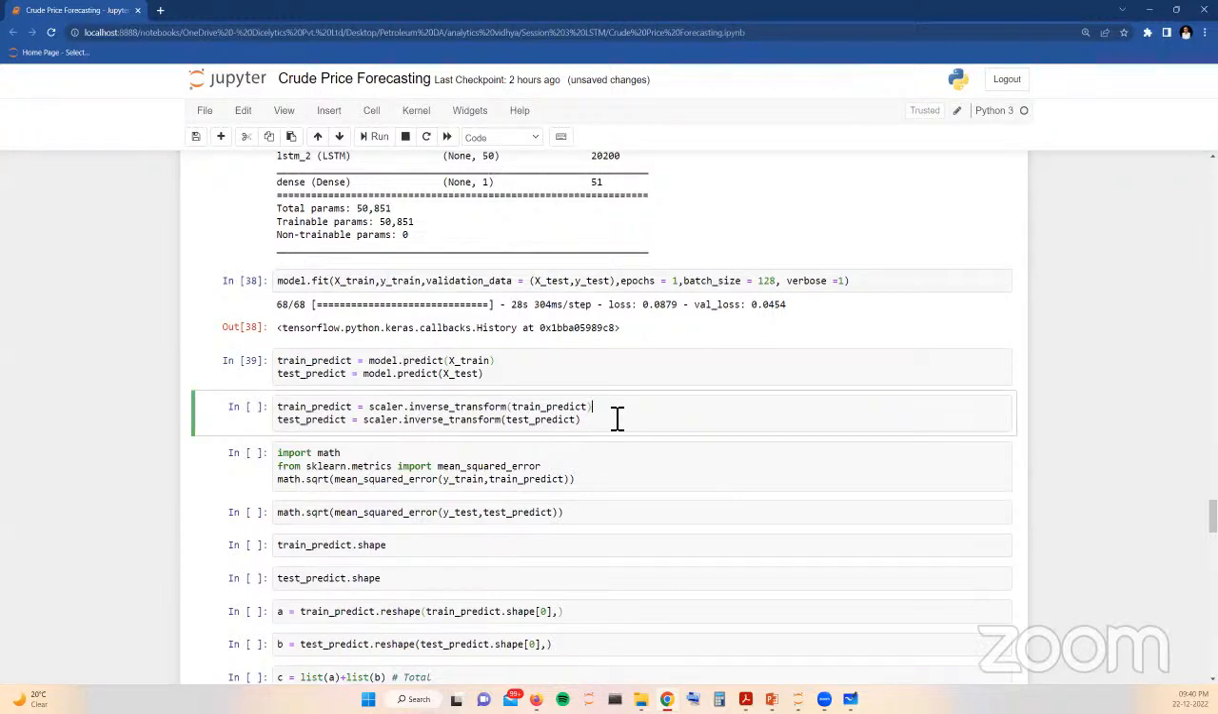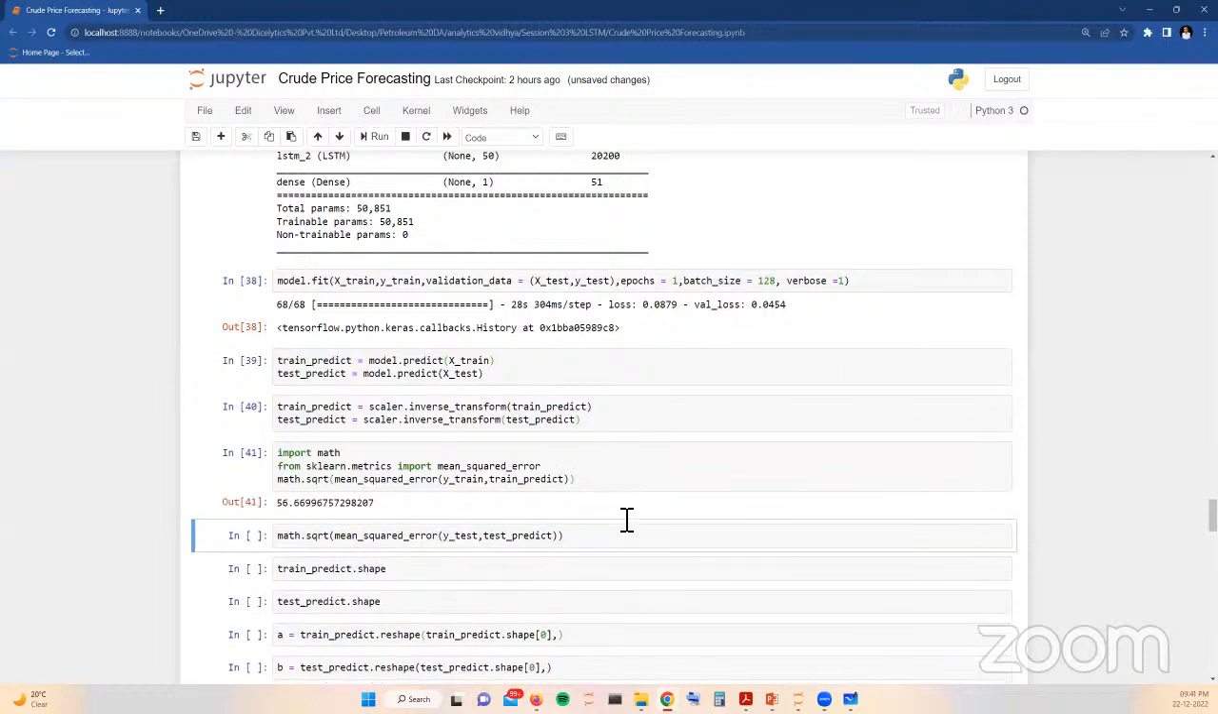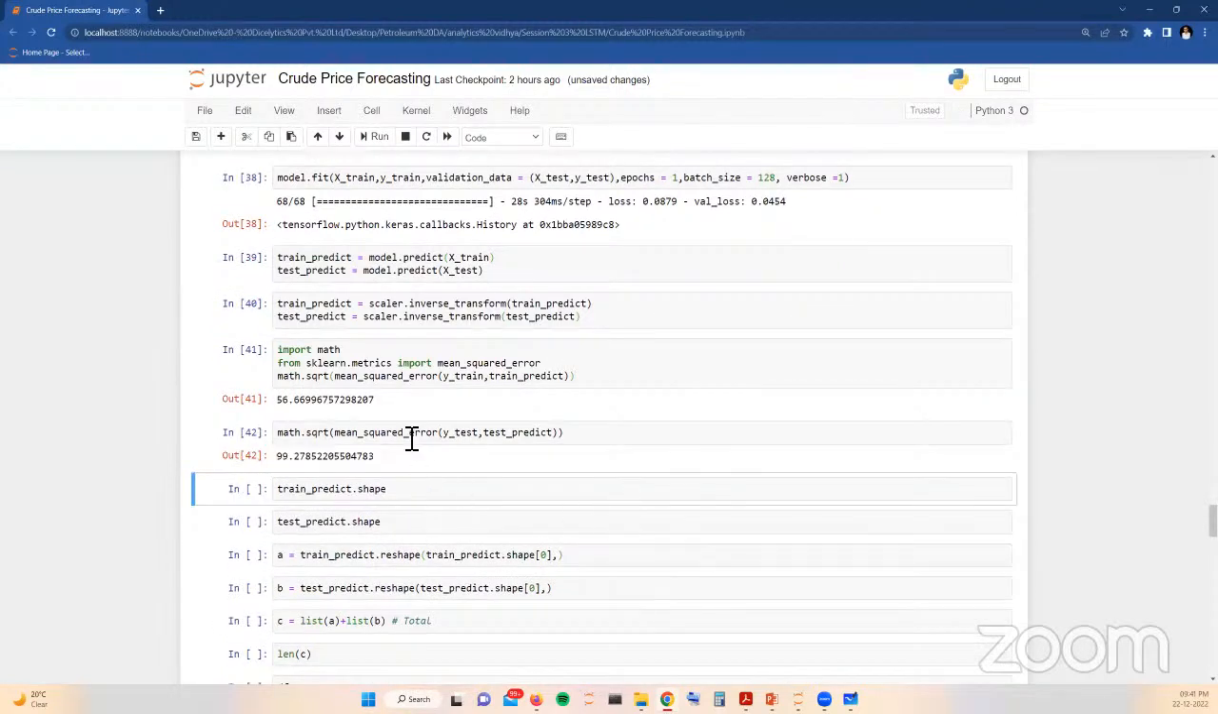I'm using inverse transform because my output from this prediction will come in the scaled version, because we have scaled the complete data. So by using inverse transform, let's get them back to the original shape. And let's see what my mean squared error is. My mean squared error for the training part is 56, for the testing part is 99. Yeah, it is bad, but not that bad considering that I only trained for one epoch, right?